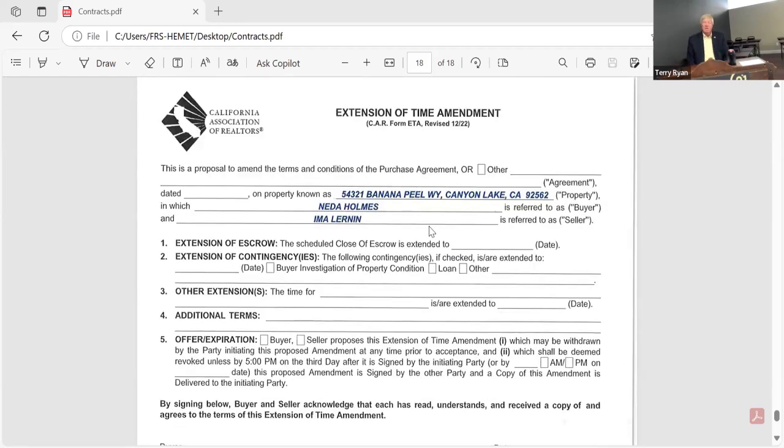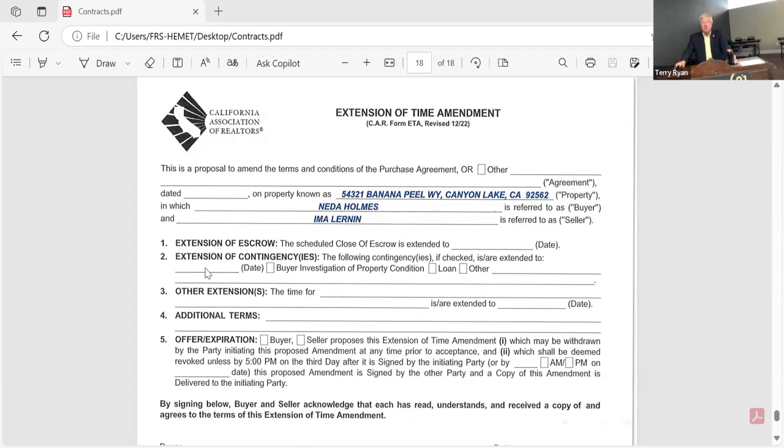Extension of time. See, this one's easy. What does it say? It says an extension of time. Okay, well, we can't close escrow as soon as we thought because we're having some issues, the appraiser didn't get there in time. The seller had some things that they had to do that they haven't finished yet, whatever it is, so we're extending the close of escrow by 5 days, 7 days, 10 days, whatever it happens to be.